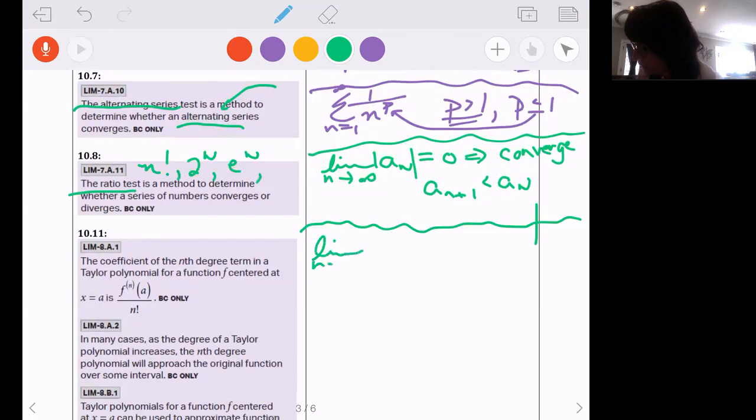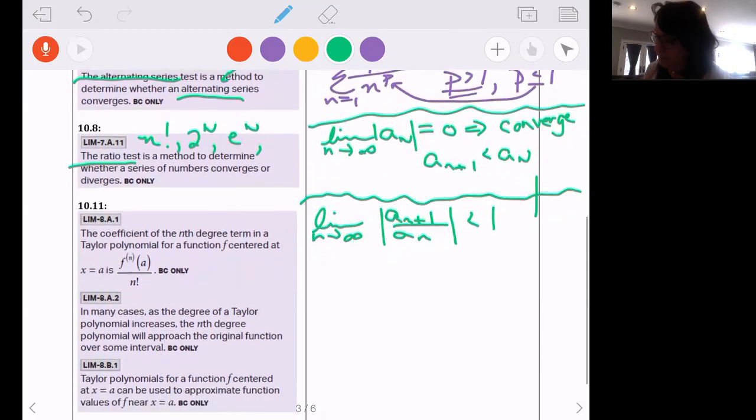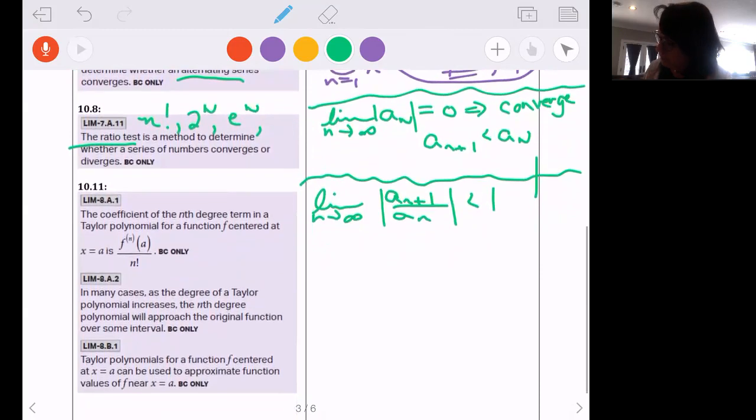so we put an n plus 1 in for the n's and divide it by a sub n, and if the limit is less than 1, then we have convergence. Greater than 1 is divergent. Equal to 1 was inconclusive. So there's a little reminder on that, and I'll run that test for you in just a little bit with a sample. All right, next up.